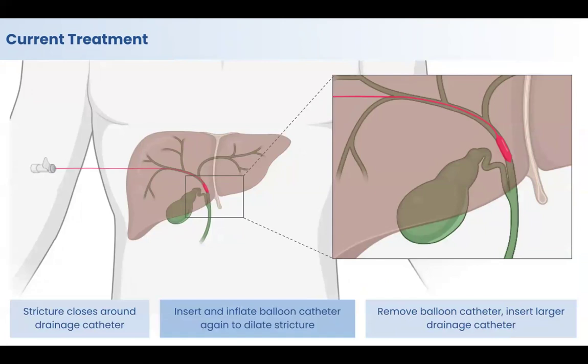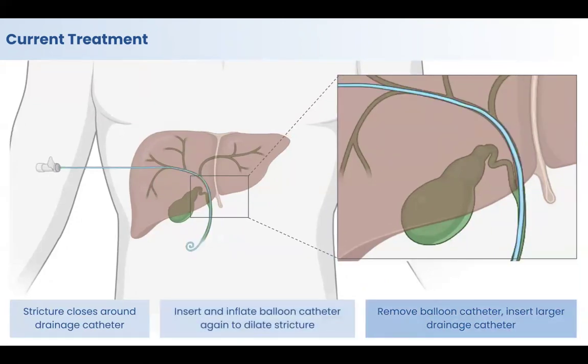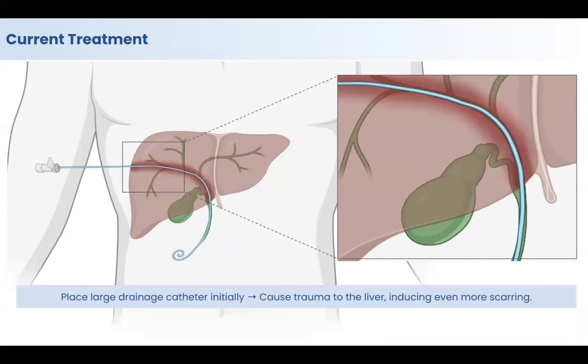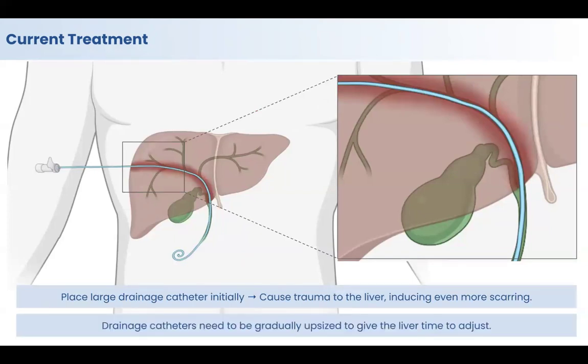So once again, they will insert and inflate a balloon catheter to dilate the stricture, followed by a slightly larger drainage catheter. This process is repeated up to 5 times in a single patient. And the reason for this is because placing a large catheter initially can cause trauma to the liver and even more scarring and health complications. So clinicians have to start small and upsize gradually to give time for the liver and biliary tissue to adjust and also to decrease pain for patients.